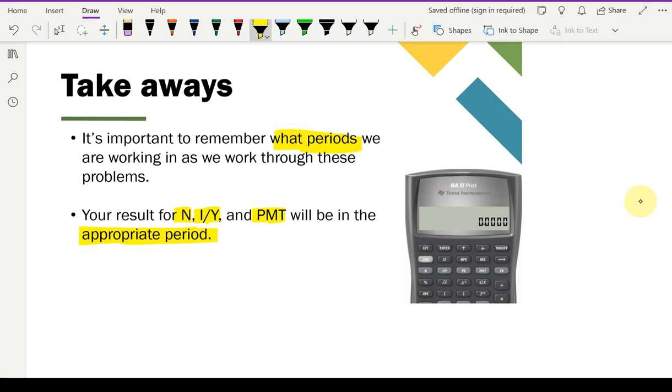Okay? All right, guys, I know there was a lot of problems, but this is really important that you get good practice with this. That's the only way you're going to get better and understand it more and more as you keep practicing.